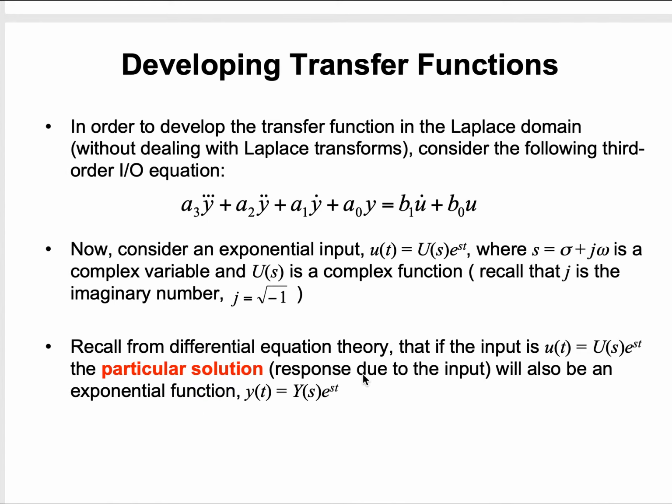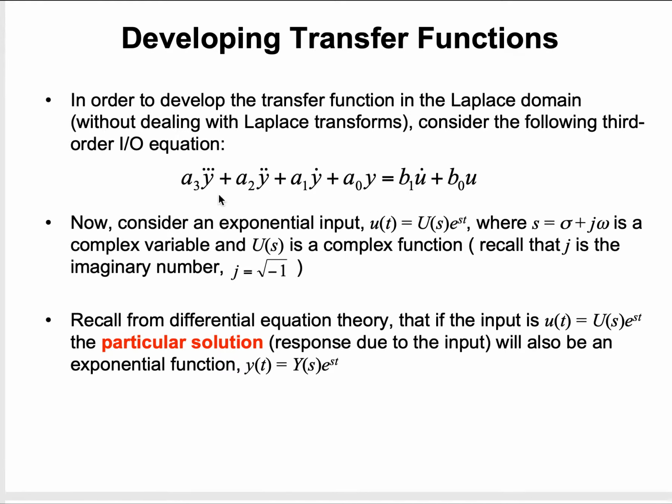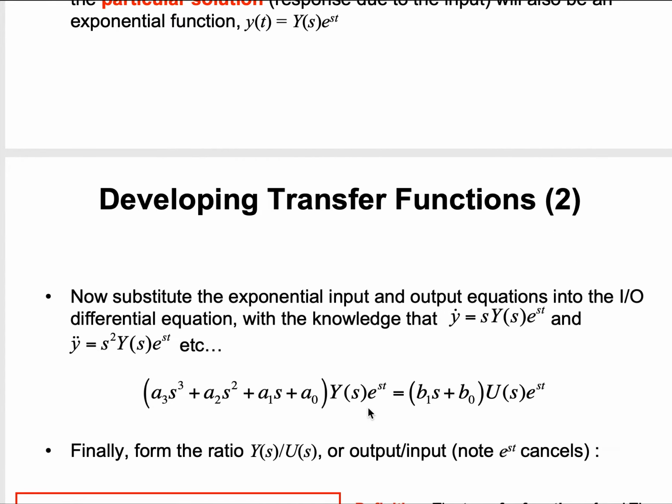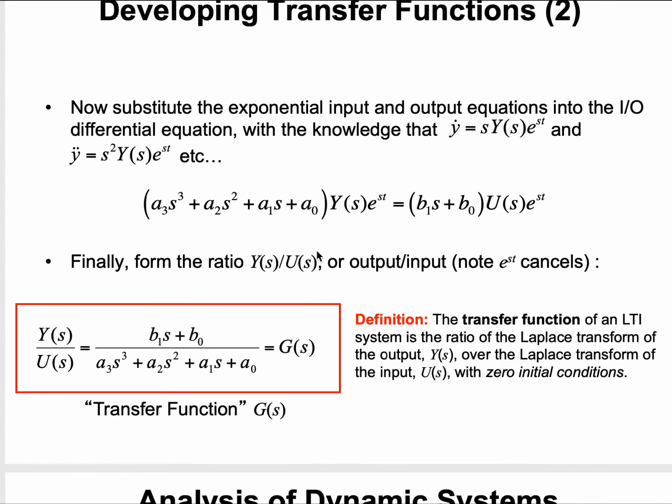How do we develop transfer functions? We have shown, for example, a third order system where the input is acting on that third order system by itself and by its derivative as well. So how do we find the Laplace transform of that? Remember, we assume an input in this form. The output must also be in this form if the system is linear. So that was the way we found the Laplace transform.